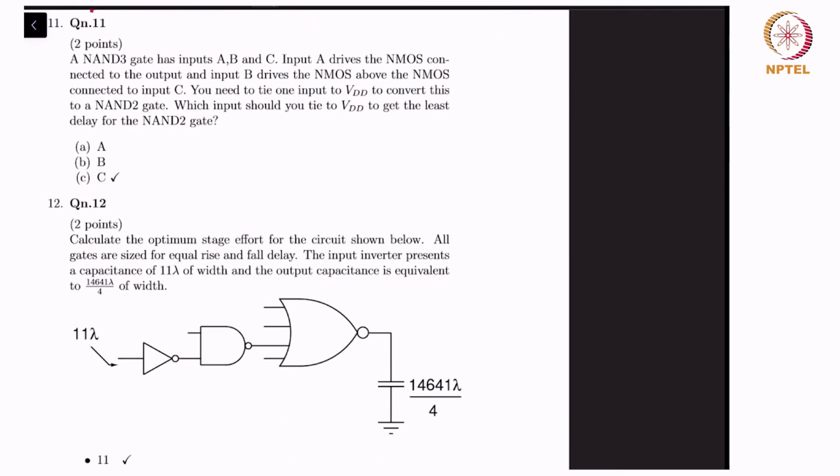In question 11, a NAND 3 gate has inputs A, B and C. Input A drives the NMOS connected to output Y. Input B drives the NMOS above the NMOS connected to input C, which must mean that input C is the bottom of the stack.